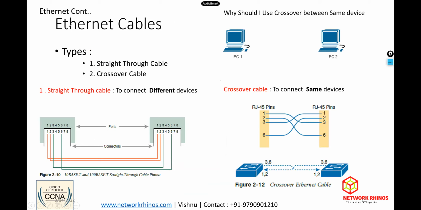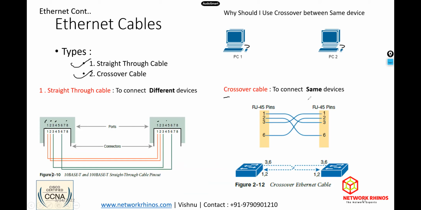Now, let's talk about Ethernet cable types. We have two types of cable: one is called straight through cable and the other is crossover cable. Straight through cable means, I told you we have 8 pins or 8 wires inside an Ethernet cable, right? So when I say straight through, they are connected straight, like pin 1 goes to pin 1, 2 goes to 2, 3 goes to 3, 6 goes to 6.